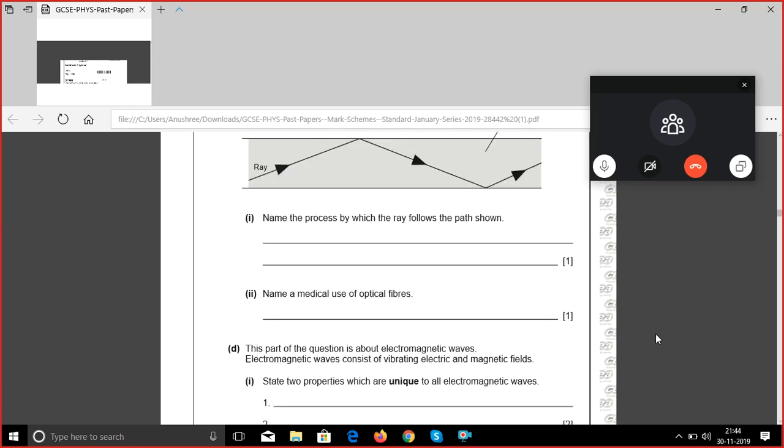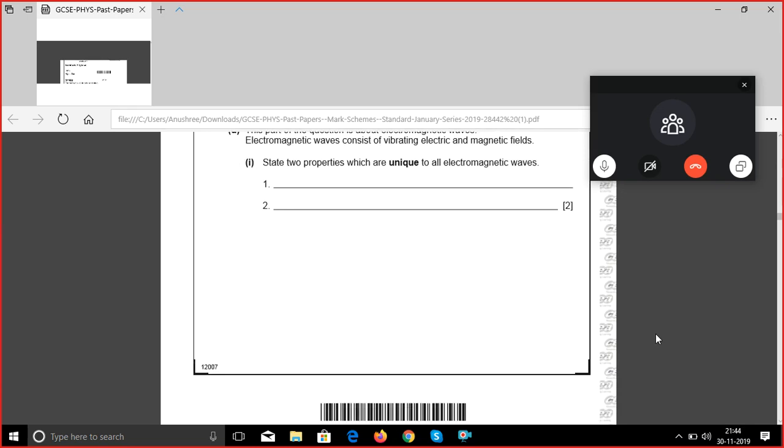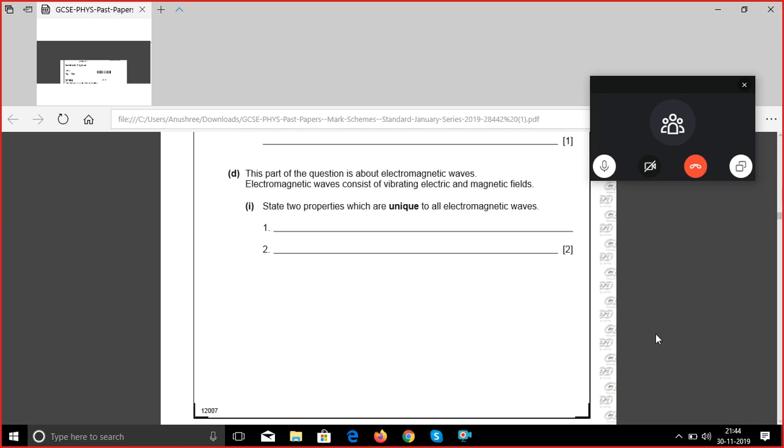Now, state two properties which are unique to all electromagnetic waves. Okay, so they travel at the same speed in a vacuum. Yes. So travel at the same speed.